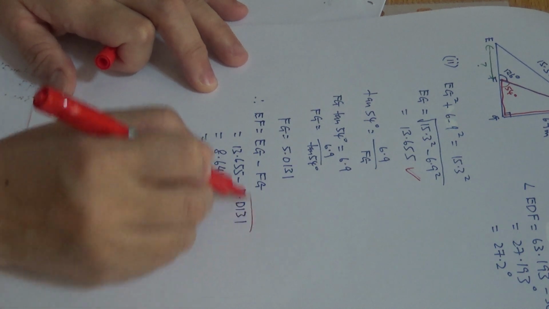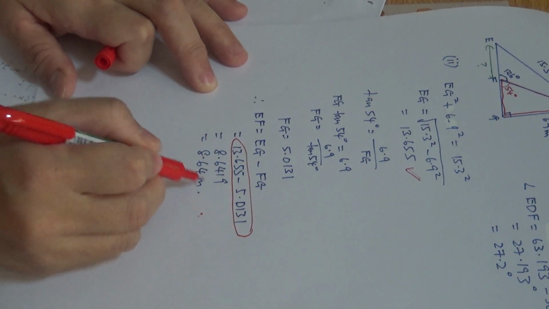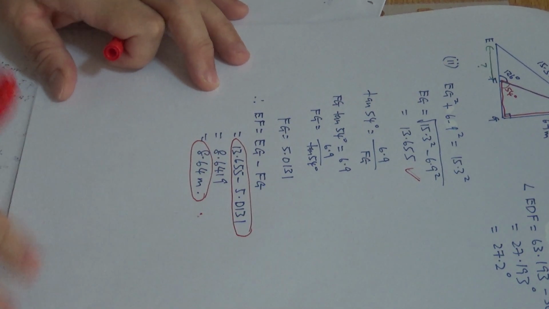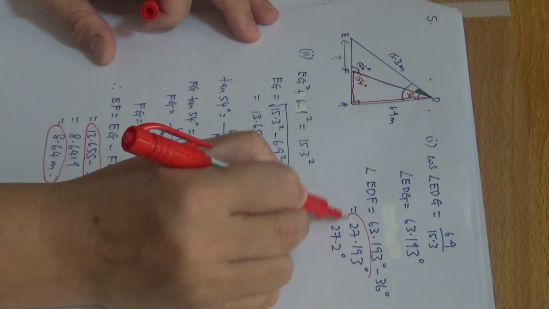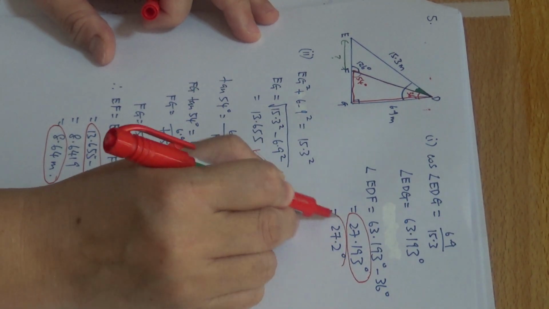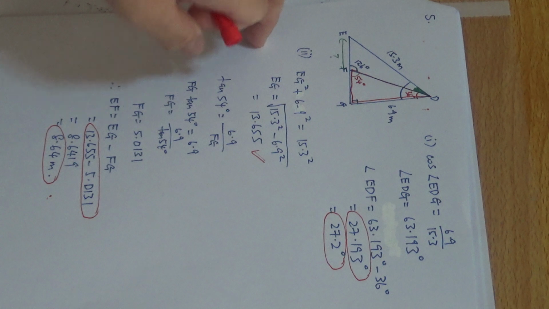Don't forget, working must be given to 5 figures truncated, and final answer to 3 figures rounded off. And for angles, working must be to 3 decimal places truncated, final answer must be to 1 decimal place rounded off.